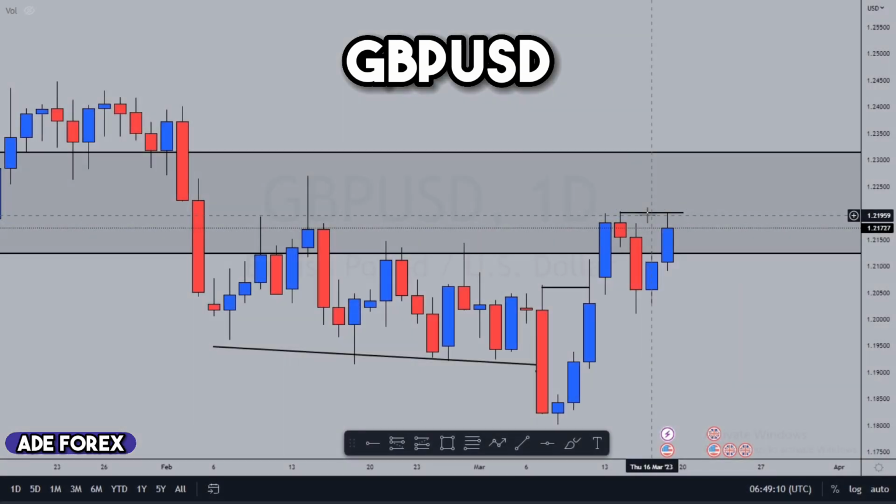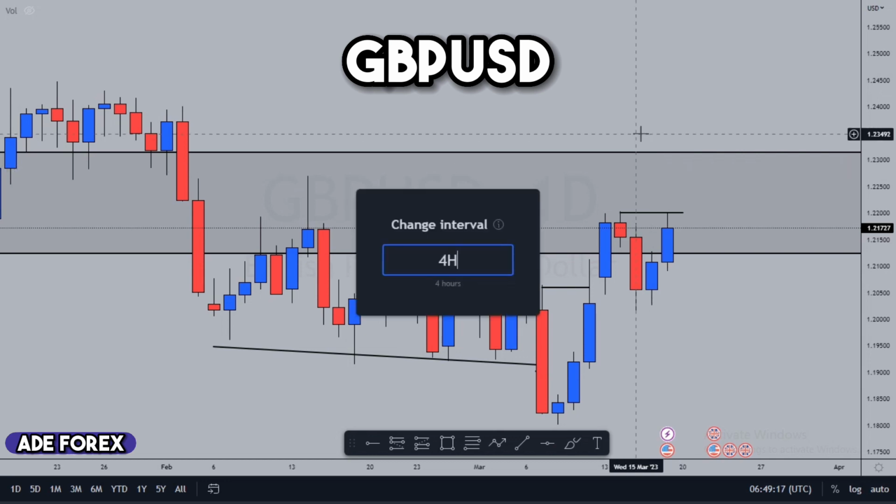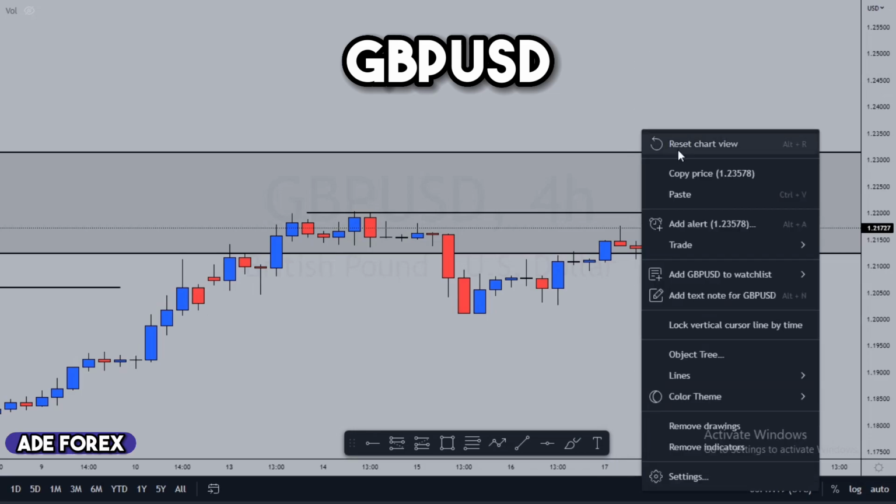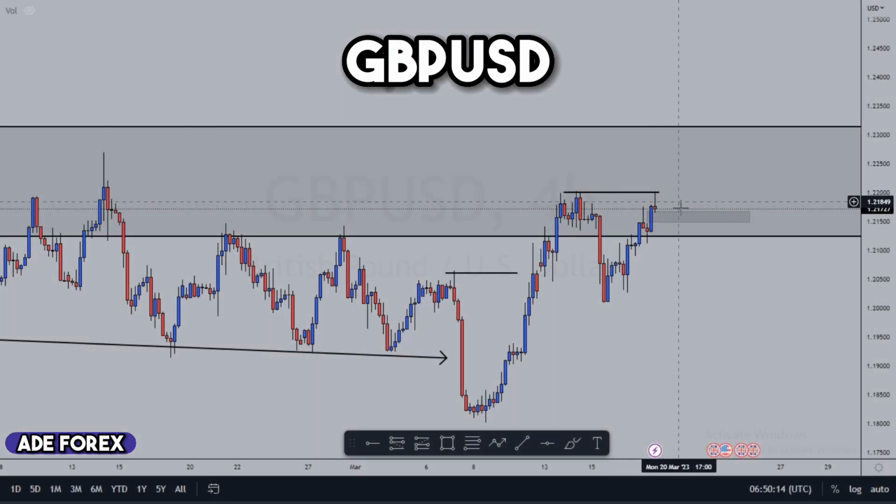So what we should be expecting now is a break to the upside to continue the trend. Let's go to the 4H to see what we've got there. Once we break this structure, if you want to long the market, there's an imbalance right here.